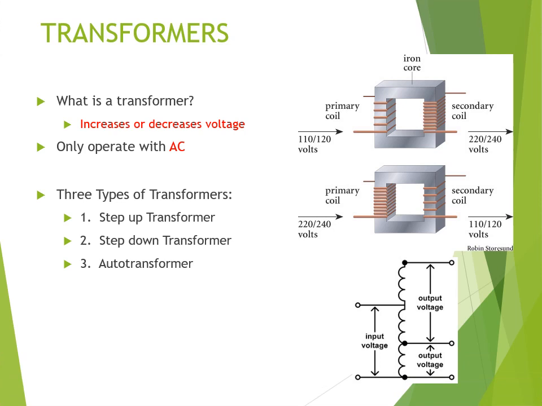What is a transformer? It increases or decreases voltage and only operates with alternating current. We're going to talk about three types of transformers. The step-up transformer, which is the first one at the top. We have the step-down transformer, which is the second one. And then we have the auto transformer, which is the third one.